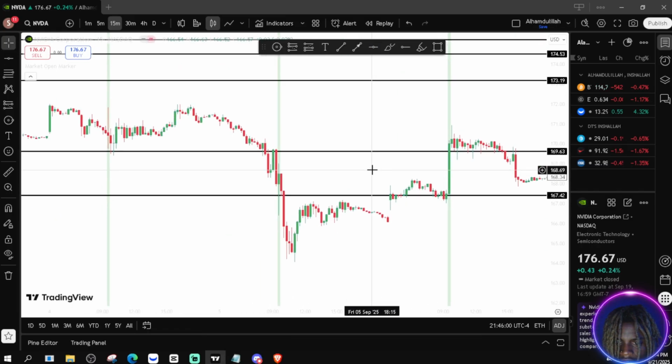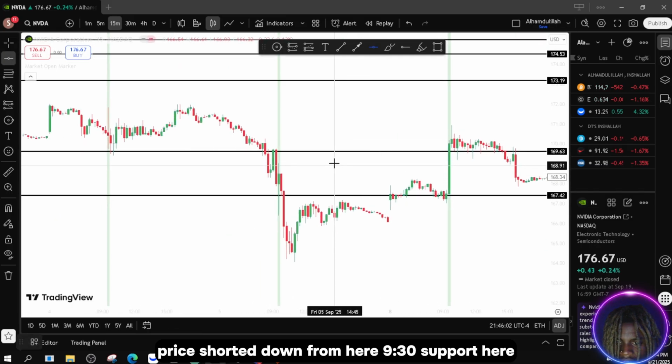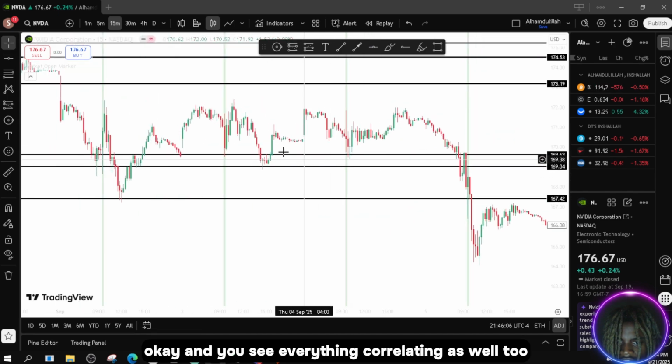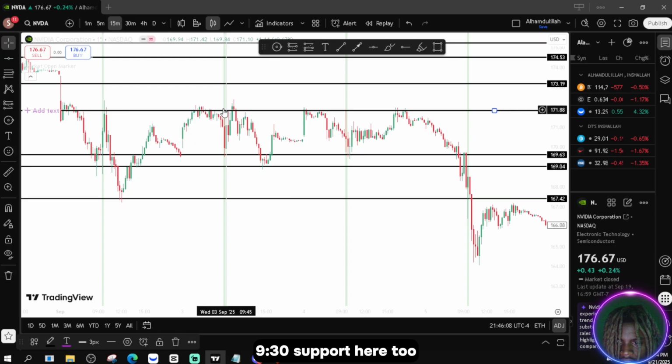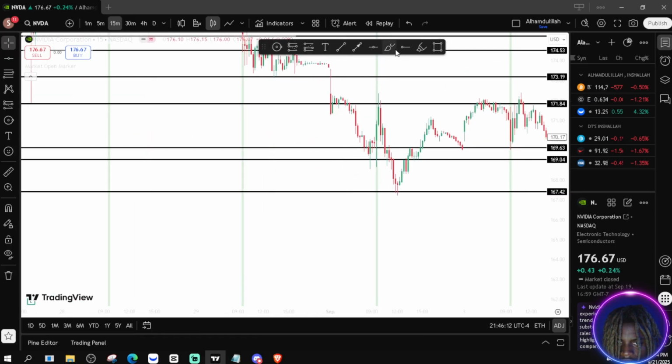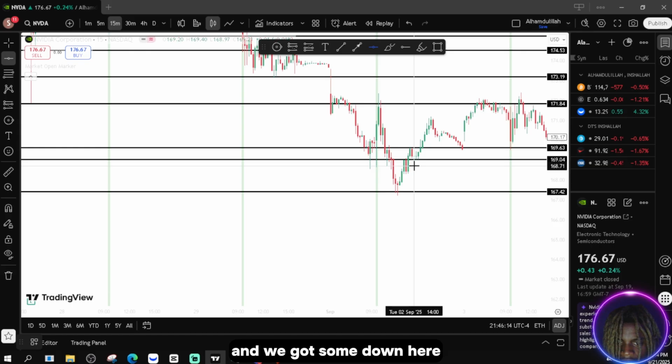930 support. Price shorted down from here. 930 support here. Okay, and you see everything correlating as well too. 930 support here too. Then we got some down here.